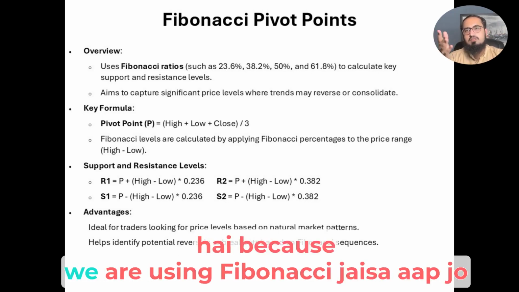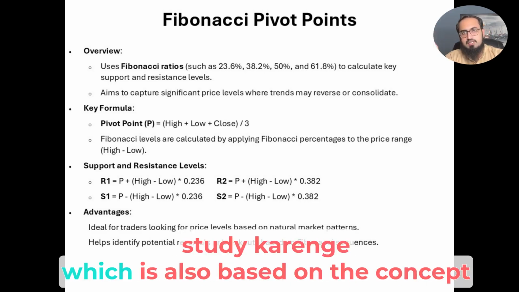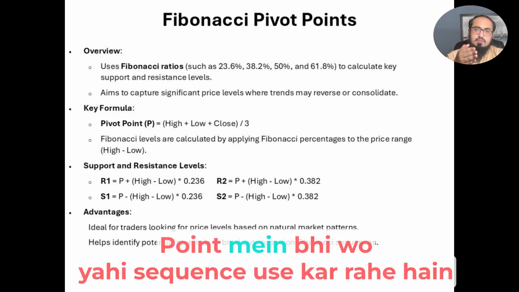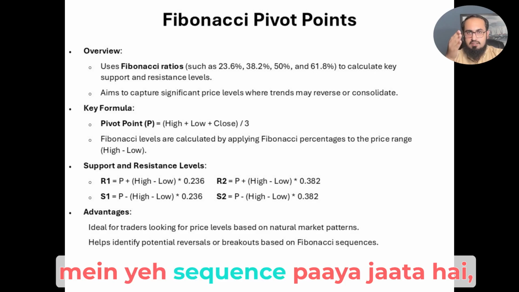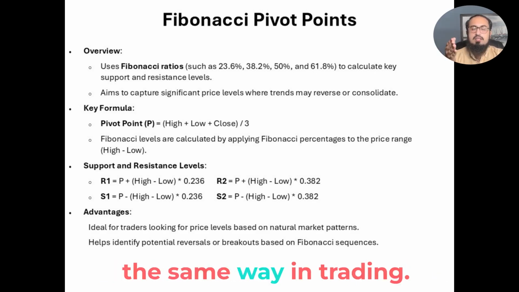There is no other advantage because we are using Fibonacci just like the harmonic patterns you use, which we will study further, which are also based on the concept of the golden ratio and Fibonacci sequence. In the same way, they are using this sequence in pivot points as well, because they believe that this sequence is found from the human body to the entire universe. It keeps on repeating itself the same way in trading.